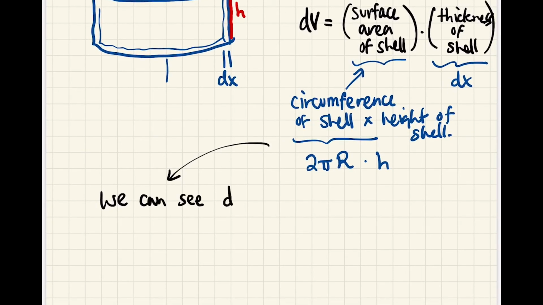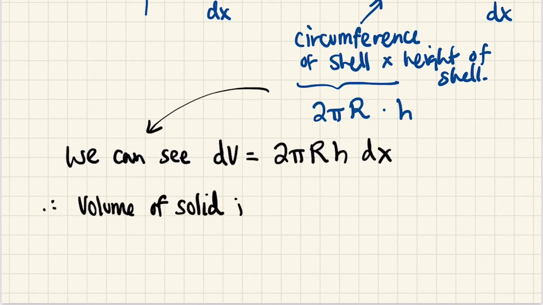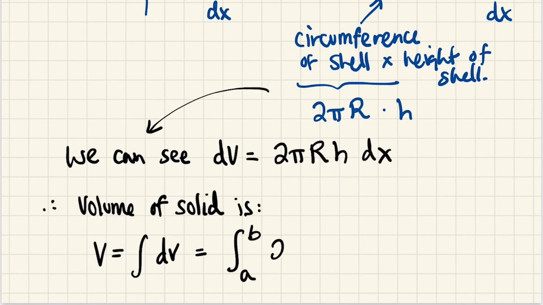So putting all these ingredients together, we can see that the tiny amount of volume, dV, would be the surface area of the shell, which is the circumference of the shell, 2 pi r, times the height of the shell. So all of that is the surface area of the shell, now multiplied by the thickness of the shell, which is dx. And therefore, the volume of the solid is simply the sum of all the dV's, or the integral, which would be the integral from a to b of 2 pi r h dx.